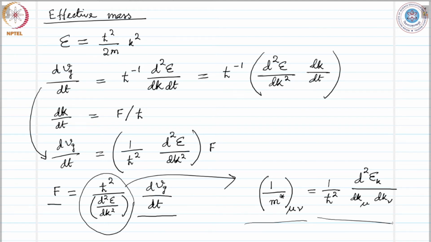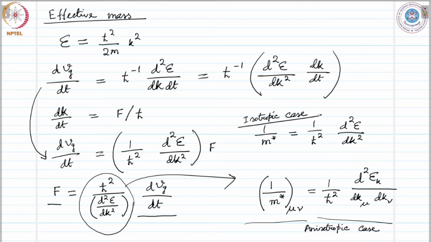So, this is the situation for the anisotropic case. For the isotropic case, we can write 1 over m star equals 1 over ħ² d²ε/dk², where the effective mass is a constant. Now, what does effective mass physically mean?